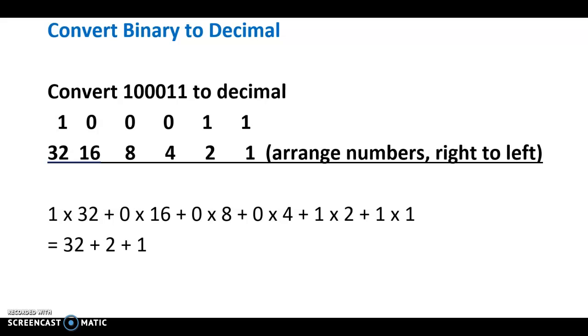So if you add 32 plus 2 plus 1, you're going to have 35, which means that the binary number 100011 is equal to 35 in decimal, to the base 10.